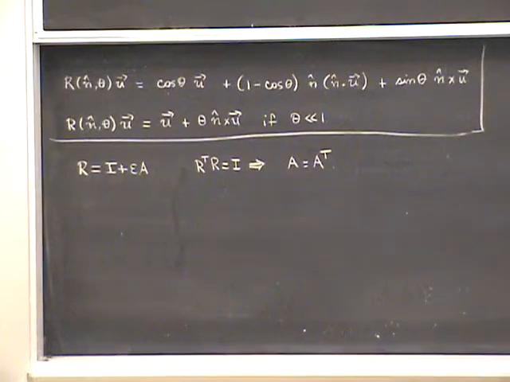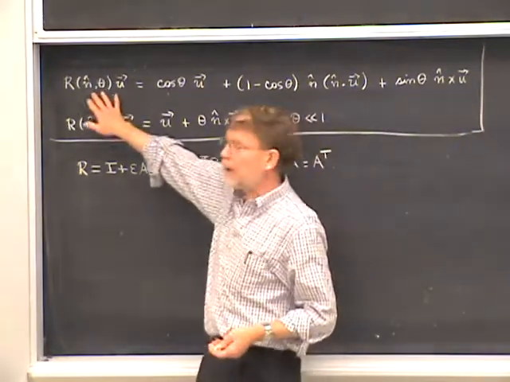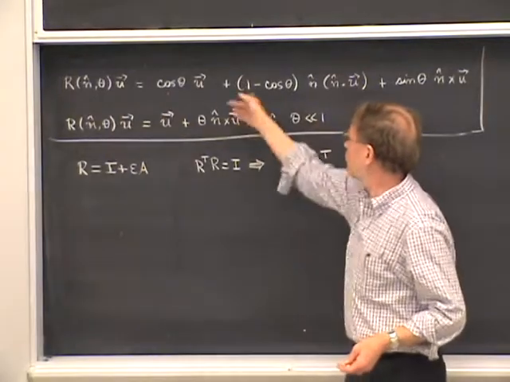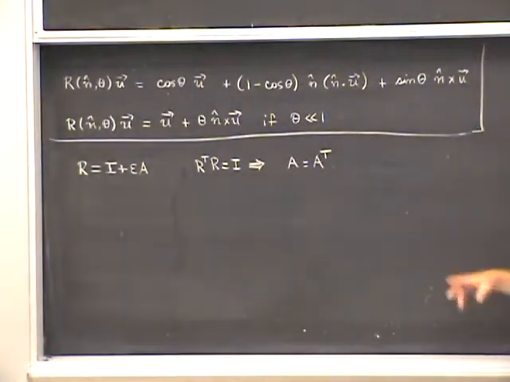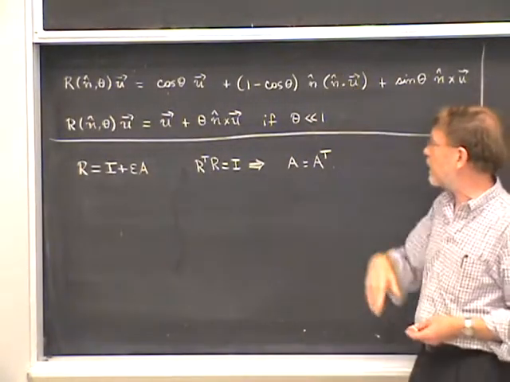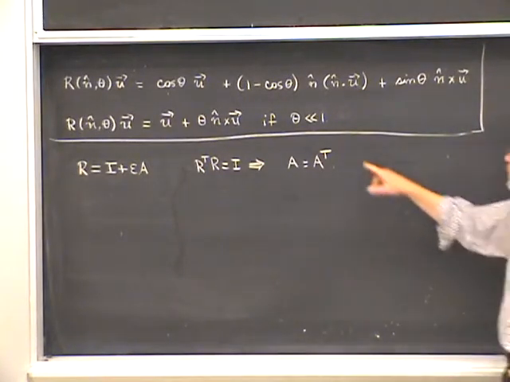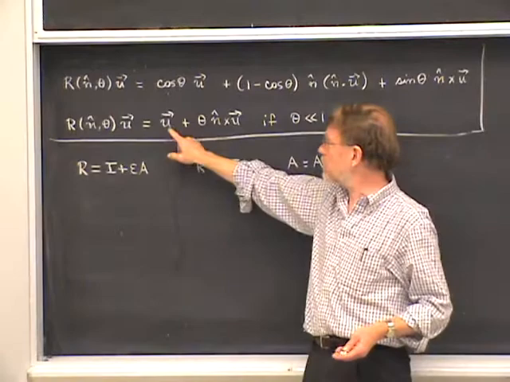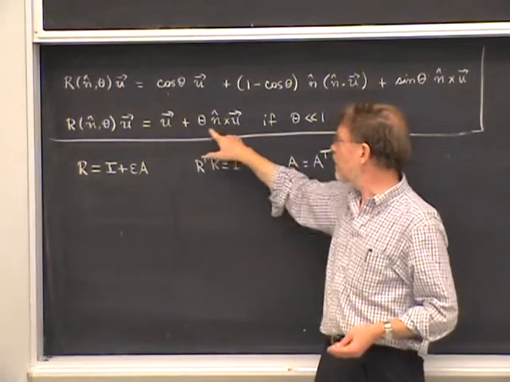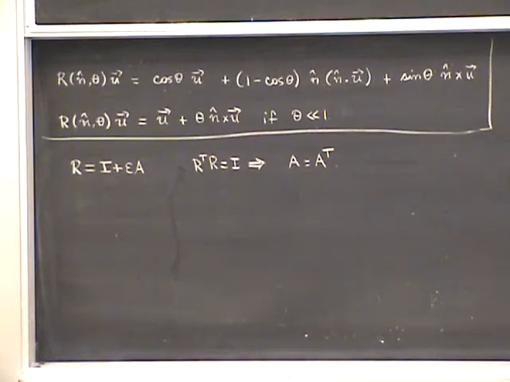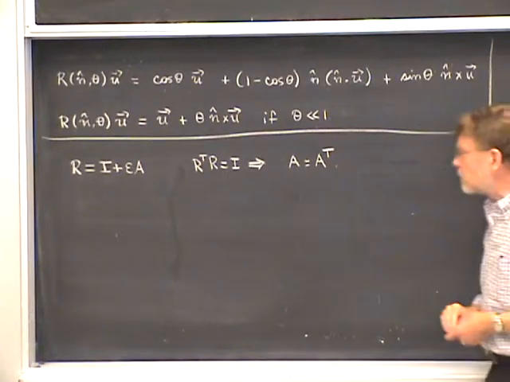History where we were last time. We worked out a general relationship for a rotation operator represented in axis-angle form acting on an arbitrary vector u. There are three terms involving trigonometric functions, vector cross products, dot products, and so on. In the special case in which the angle is very small, this simplifies and becomes just u, which is the identity term, plus a small correction, which is the angle theta times the axis crossed into the vector u.